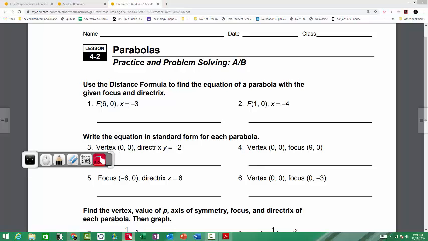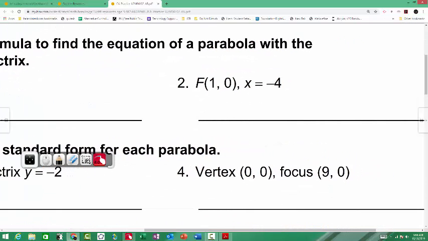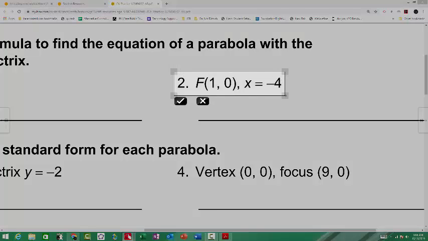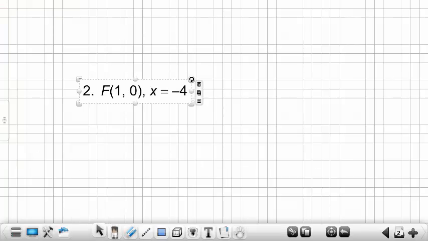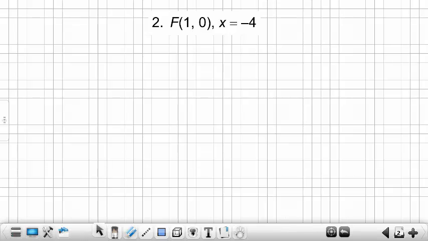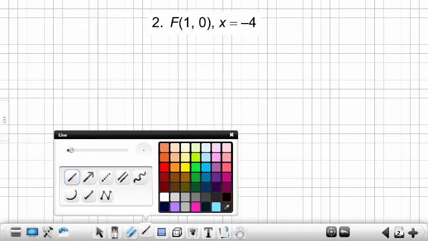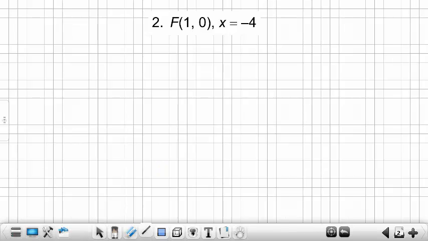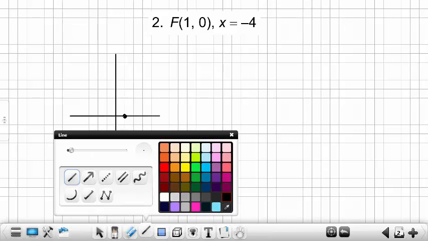Number 2. I'm going to draw it so I know which way it opens. Once you get comfortable with this, you don't need to draw them necessarily. You can just figure out which way they open. The focus is at (1, 0), and the directrix is at x equals -4.